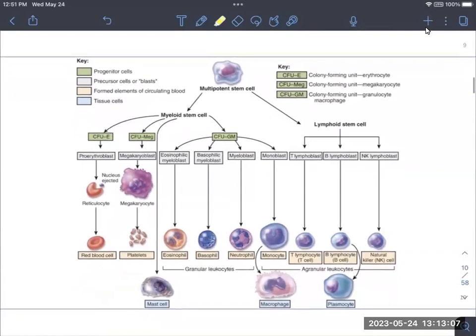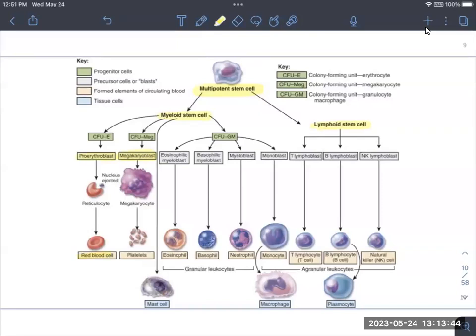So that multipotent stem cell, this is what all of our different blood cells are going to come from. We start from this one cell, it's going to differentiate into myeloid or lymphoid stem cells. From there, they will differentiate to a pro-erythroblast that'll become a red blood cell and make a karyoblast.